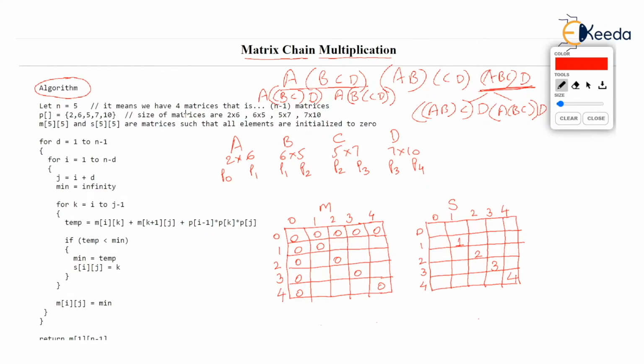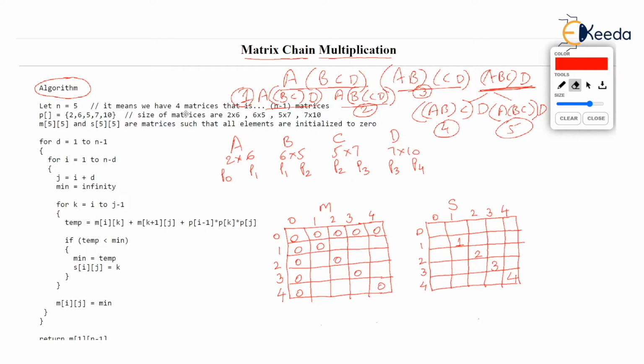So out of these five, which is the best one we want to find out? These are the five combinations. The first one, this is the second one. The third one is AB multiplied with CD. The fourth here and the fifth. Which one is the best? We want to find out. So all these things we have seen in the earlier video.